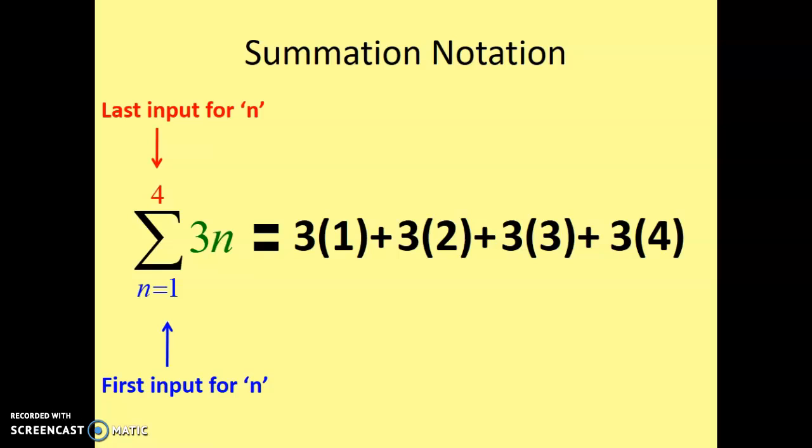So 3 times 1 is 3, 3 times 2 is 6, 3 times 3 is 9, 3 times 4 is 12. When you combine all those terms, 3, 6, 9, and 12, and add them all together, you get your sum, which would be 30. And this is the sum of that sequence. Let's look at another example.